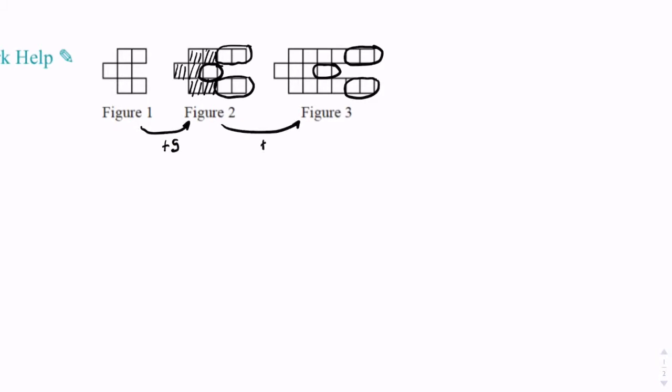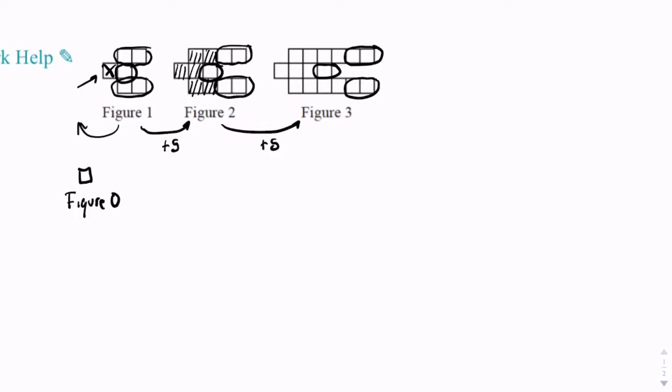They're adding 5 tiles. So for figure 0, they're going to take away tiles, because we're going backwards. They take away 2 tiles here, 2 tiles here, and 1 tile here. So if I draw figure 0, I'm left with this block right there. Figure 0.